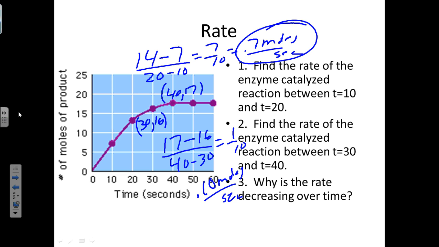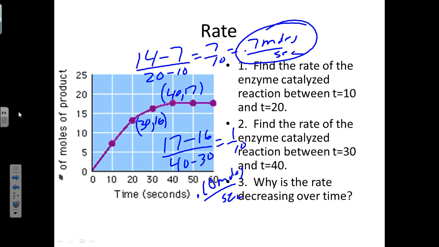And the question said, why is the rate decreasing over time? Why did the rate go from 0.7 down to 0.1 and eventually to 0? Substrate concentration constantly was going down because the enzymes were converting substrates to products. And so over time it became harder and harder for the enzyme to find the substrate, right? The rate slowed down. Does that work?